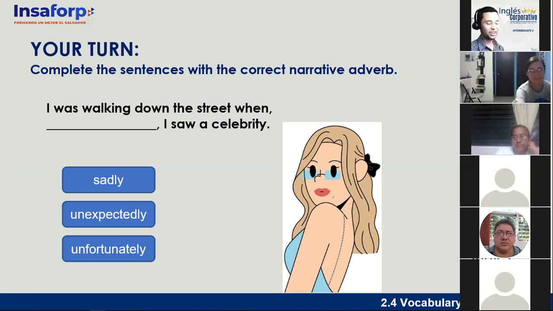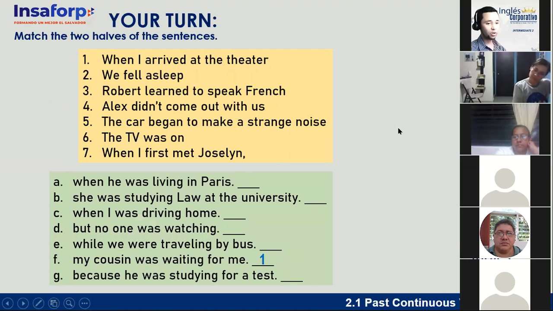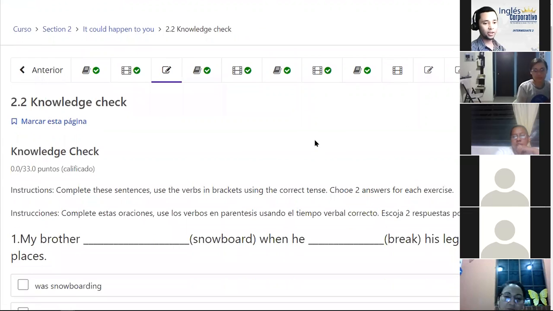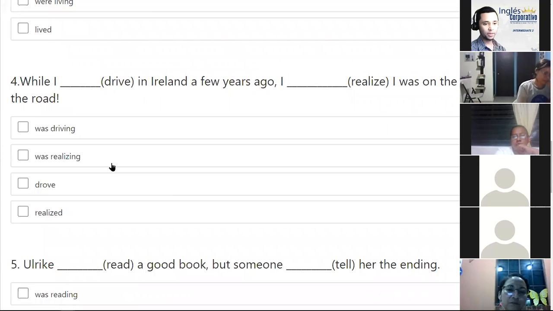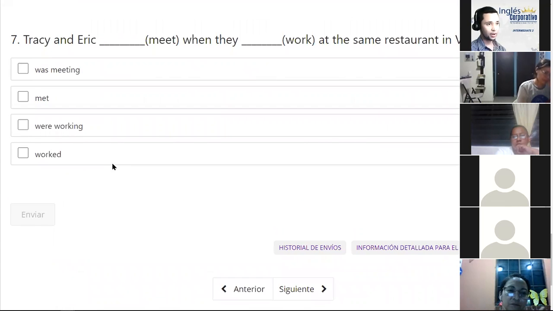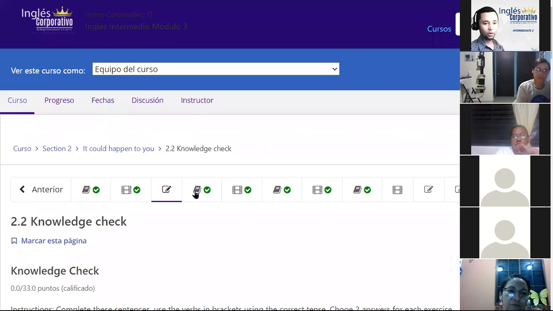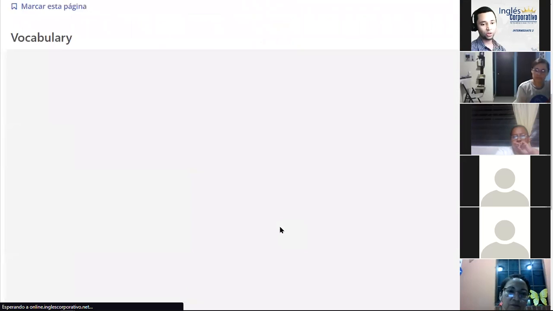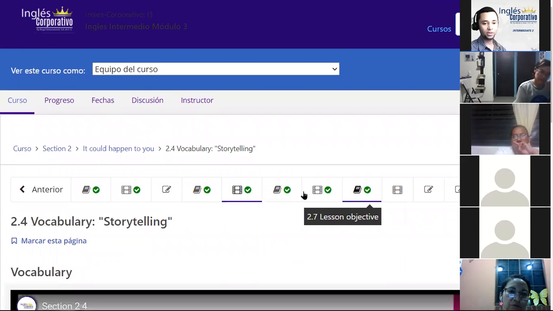No questions. Okay, that is good. So if that is the case, then just remember to study and complete the activities on, let's see, over here. Okay, there's a lesson objective, past continuous versus simple past. Ya esa parte tendrían que irla completando. There's a knowledge check. Esta parte, por supuesto, tienen que completarla también. Si hay alguna duda, mañana la vamos a aclarar. Luego está el lesson objective, que sería lo de adverbs for telling stories. Luego está vocabulary, storytelling. Les recomiendo, vean el video explicado por Miss Jessica.